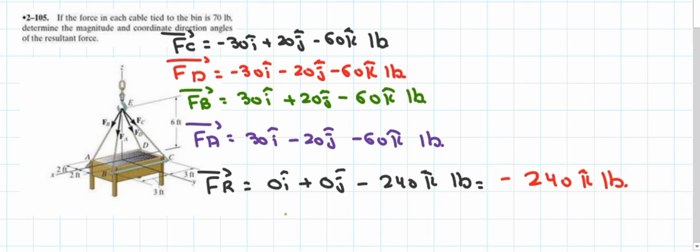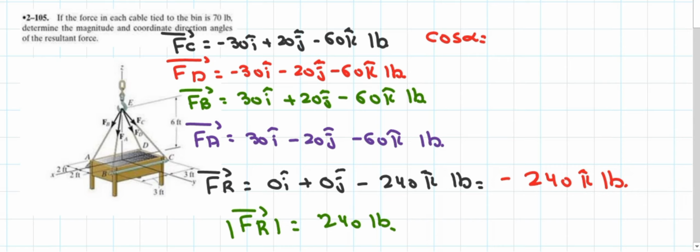Now what about its magnitude? For the magnitude of the resultant vector, we have the formula: Fr magnitude is equal to 240 pound only. Why is this 240? Because magnitude is a number and numbers are not negative. That's why it is basically the positive 240, not the negative 240. Now this is for the magnitude of the resultant vector. But what about its direction angles?